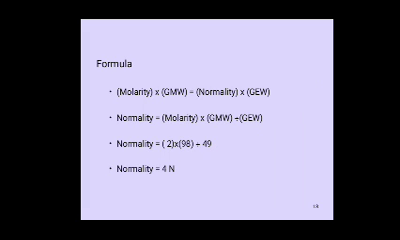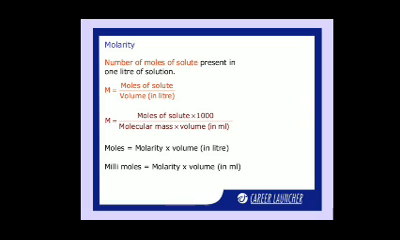Molarity into gram molecular weight is equal to normality into gram equivalent weight. Therefore, normality is equal to molarity into gram molecular weight by gram equivalent weight. 2 into 98 by 49, that is equal to 4N.